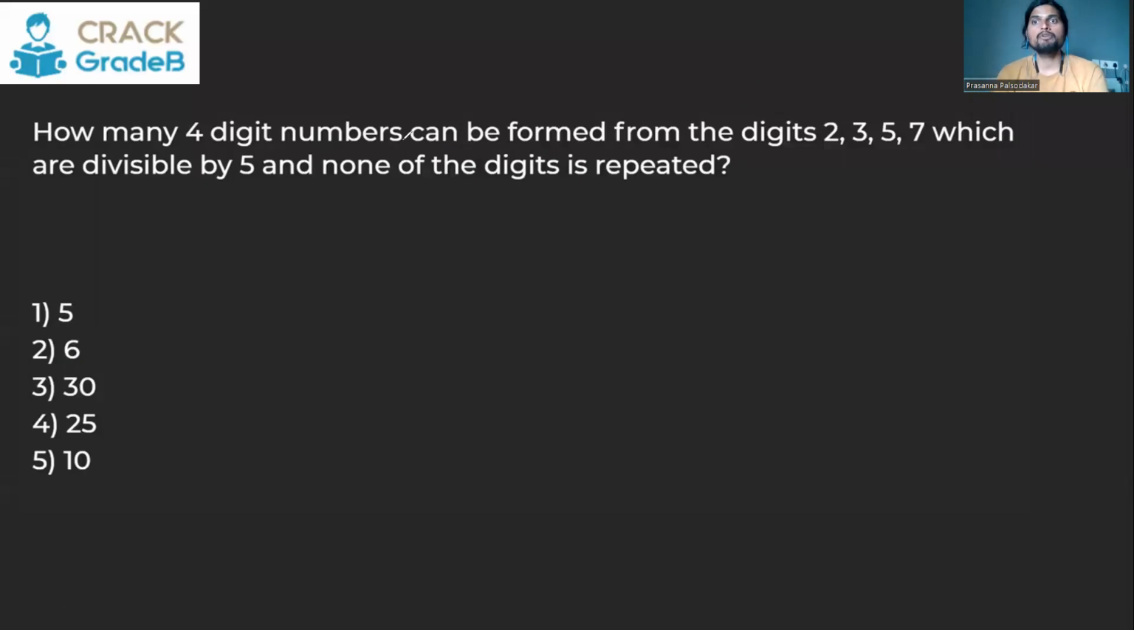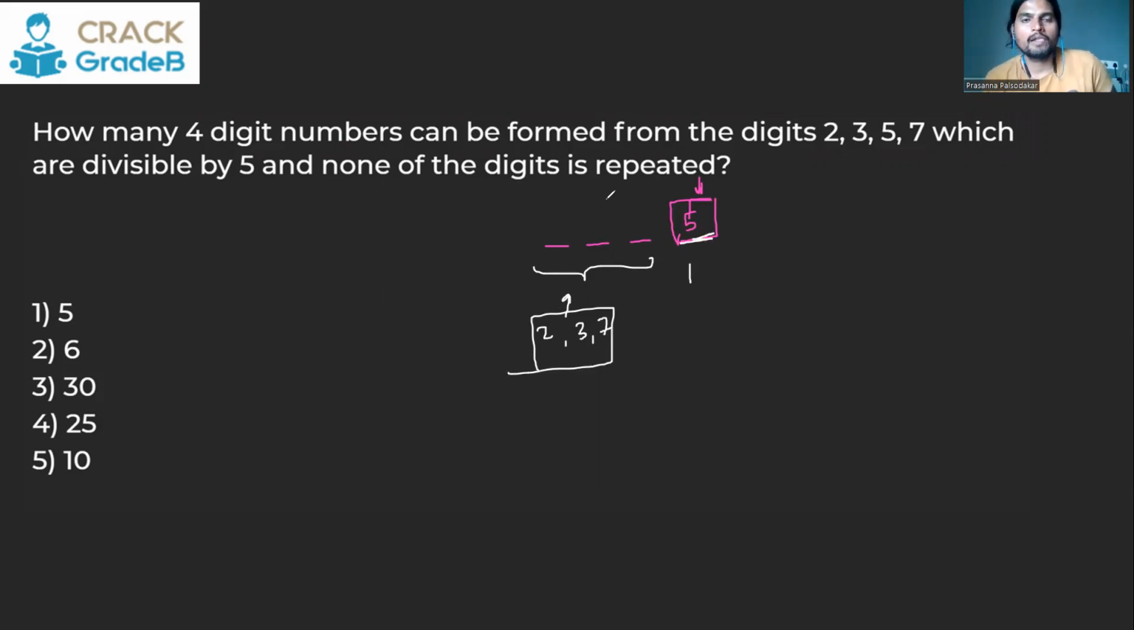How many 4-digit numbers can be formed from the digits 2, 3, 5, 7, which are divisible by 5 and none of the digits is repeated? If you want it divisible by 5, that means the last digit has to be 5. So 5 is fixed here. There is only one choice here. Now the remaining 2, 3 and 7 can be arranged in these 3 places anyways, because if you put 5 here, the number is automatically divisible by 5. That means 3 factorial ways. 3 digits can be arranged in these 3 places with 3 factorial ways. That is 6 ways. So total 6 numbers will be formed.